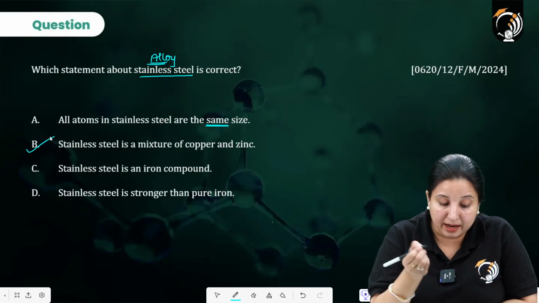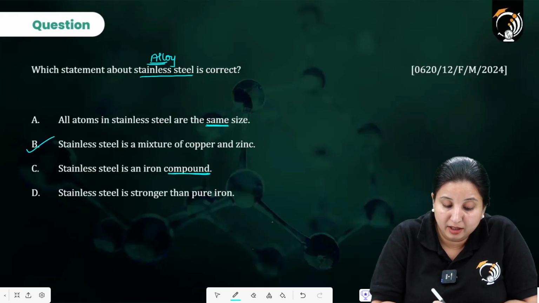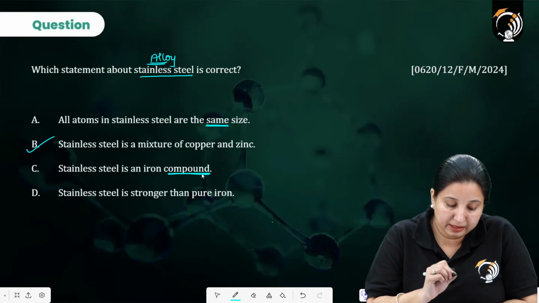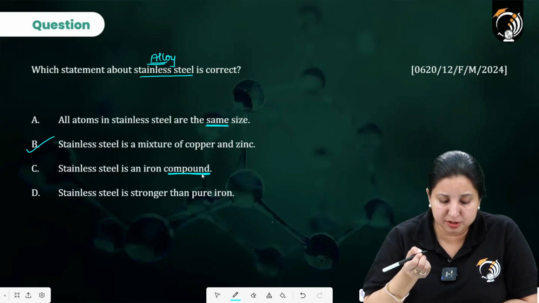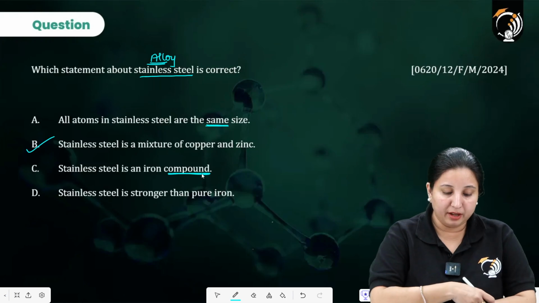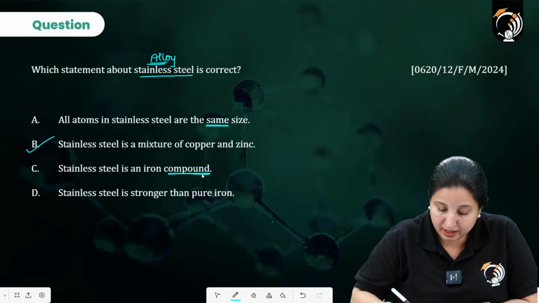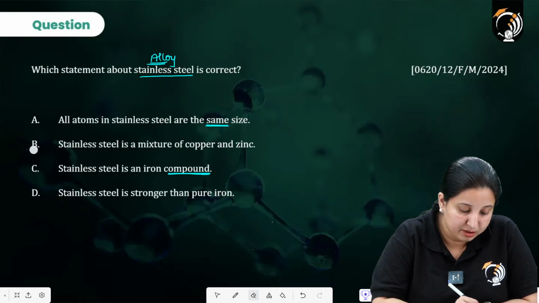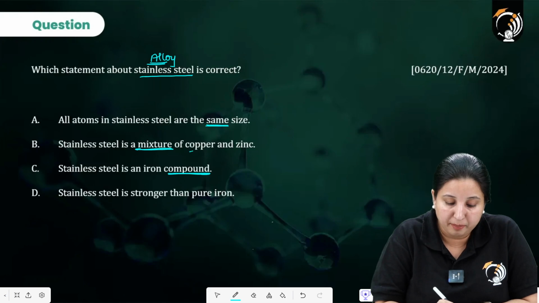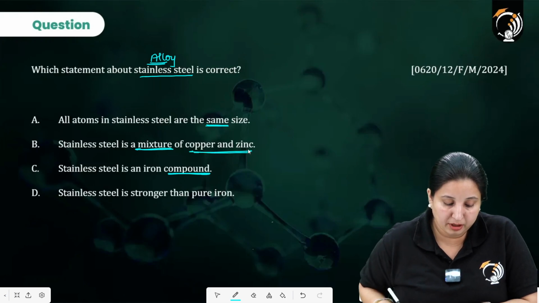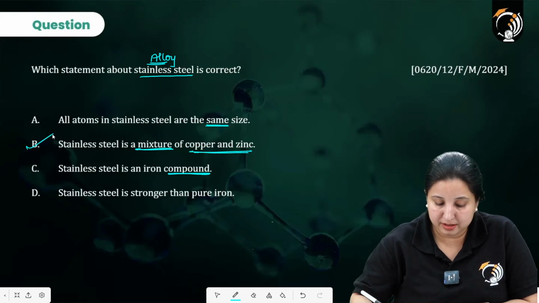Stainless steel is an iron compound. This is not a compound, this is an alloy. Then stainless steel is stronger than pure iron. Of course it is stronger, but sorry, I just missed out one word here. It is written here as a mixture of copper and zinc. Okay, so yes, this is the only correct statement.